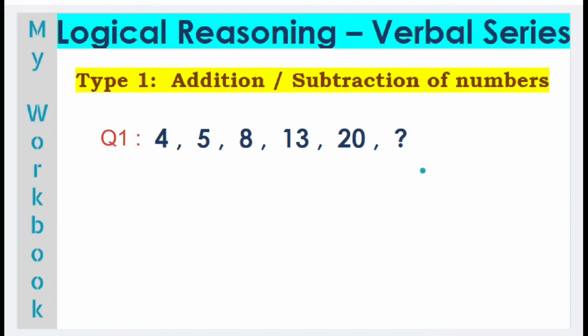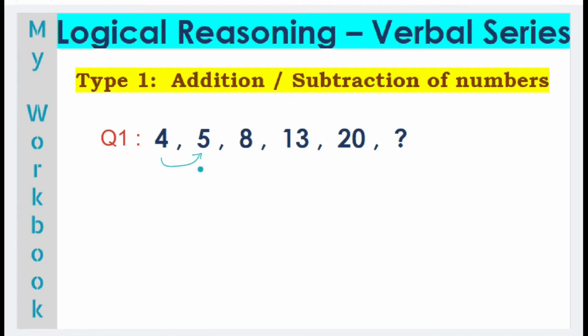Question number 1. The series given is 4, 5, 8, 13, 20 and we need to find what the next element is. As we move from left to right, the numbers are increasing gradually. There's no sharp increase or decrease between the elements. So we can say that the operation involved is addition. So how to find out what has been added? To find that pattern, always find the difference between the successive elements.